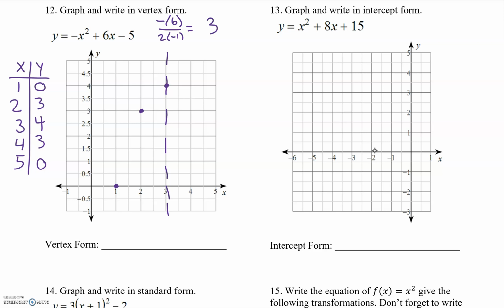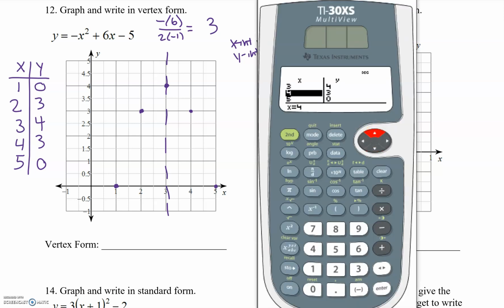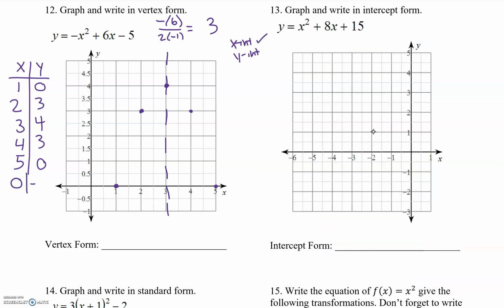3 is 4, and then 4 is 3, and 5 is 0. Please make sure that all your important points are plotted. That means you need to have your x-intercepts plotted, which we have those plotted, okay? Our y-intercept plotted. Let's look at the table. Your y-intercept is where your x is 0. So when x is 0, our y-intercept is all the way down here at -5, and I don't have that given, so that's okay to not plot it.